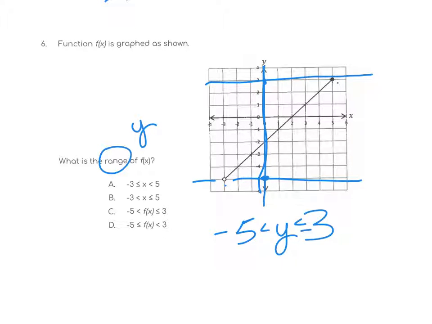So if I look here, I don't have y's, I have f of x's. That is the same thing. Y, f of x, output, all the same thing, range. Okay, so it can't be A or B. So when I look, I just gotta make sure I have the open circle taken care of there. So it's C.